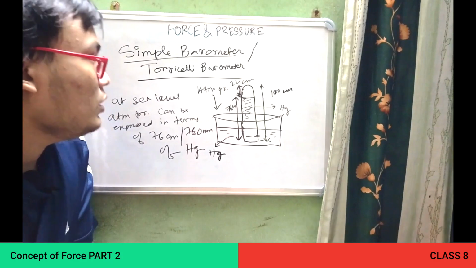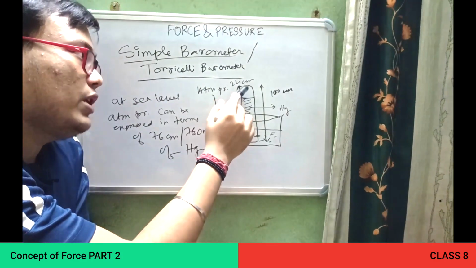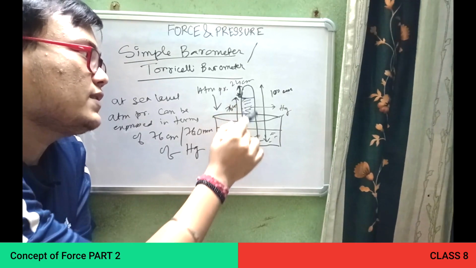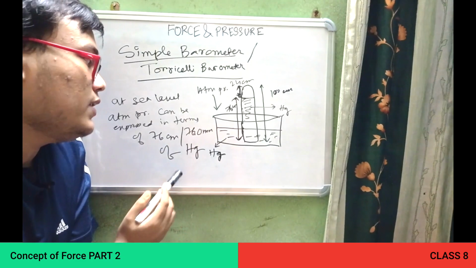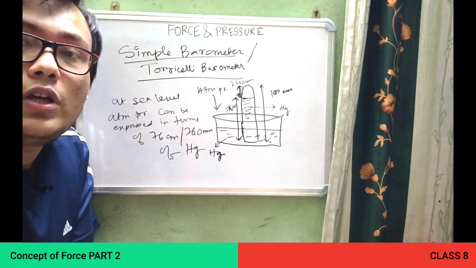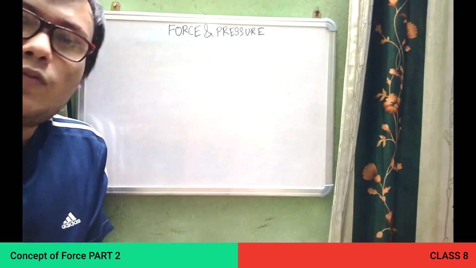So at sea level it comes down by 24 centimeters. So 76 centimeters of mercury still remains in the test tube, and it can be expressed in terms of 760 mm of mercury. So these were more or less some of the major topics of the chapter force and pressure.